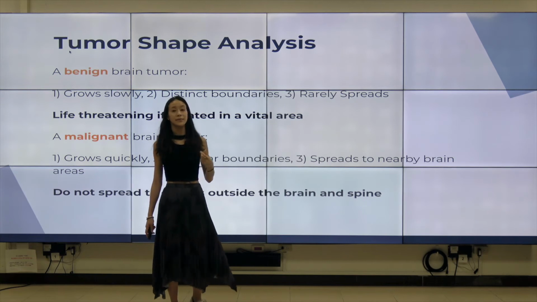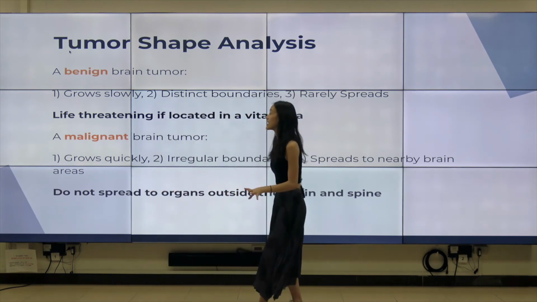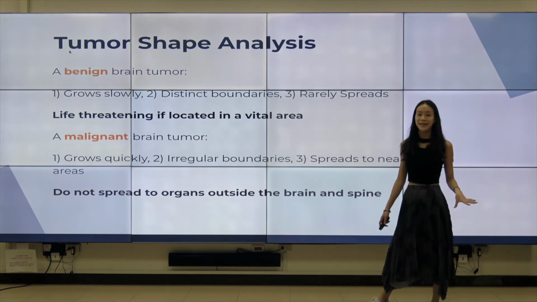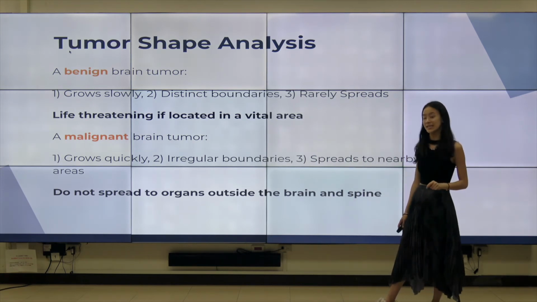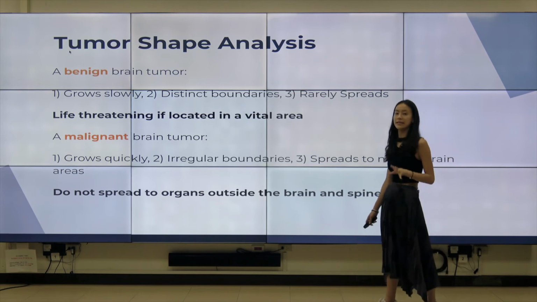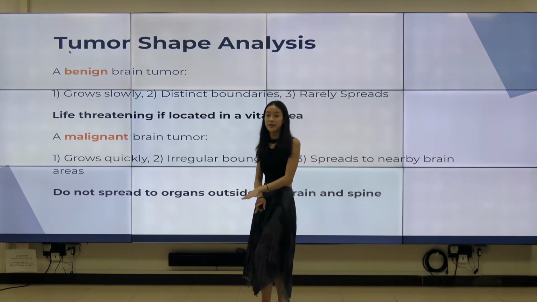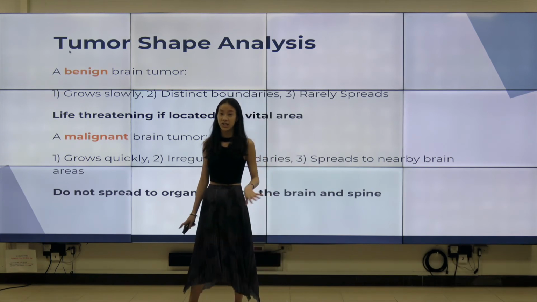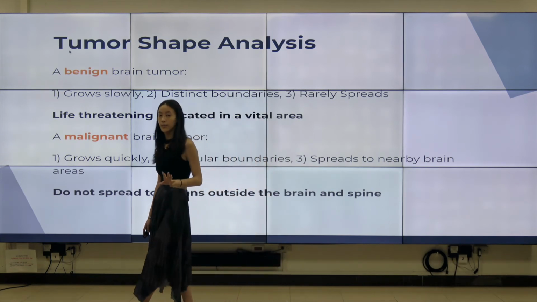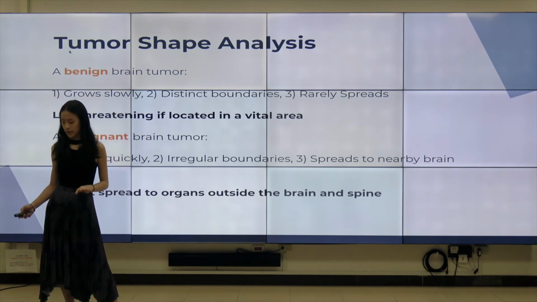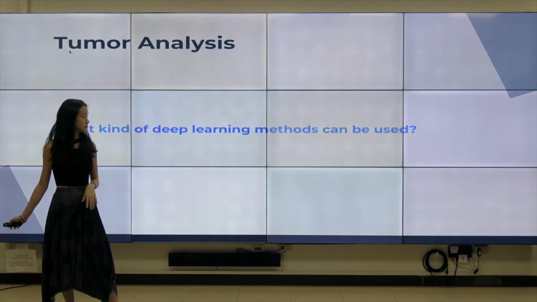Another kind is the malignant tumor. Malignant, as opposed to benign, is the complete opposite. It grows very quickly, it has very irregular boundaries, as we'll see later. And last but not least, it spreads to other areas of the brain. However, one thing to note is that brain cancer, unlike other kinds of cancer, doesn't spread to other parts of the body. Brain cancer usually only goes to the brain and the spine, so nowhere else within the body.